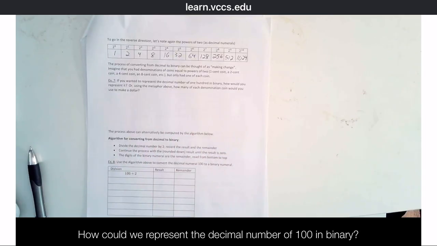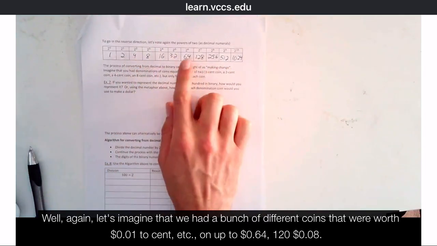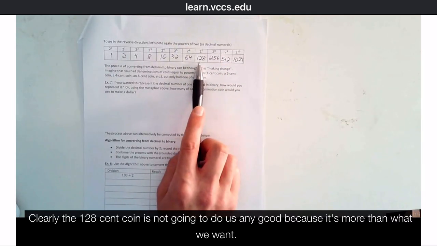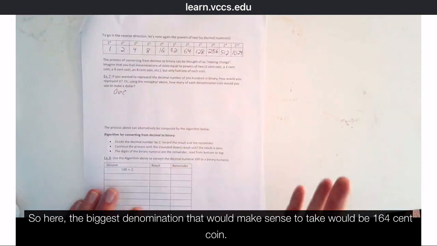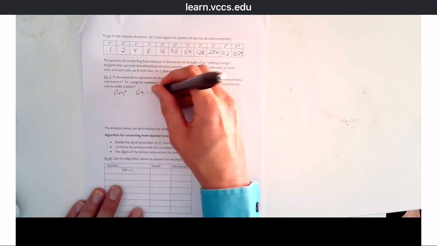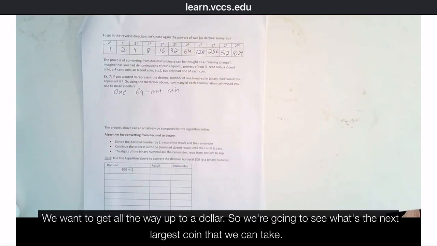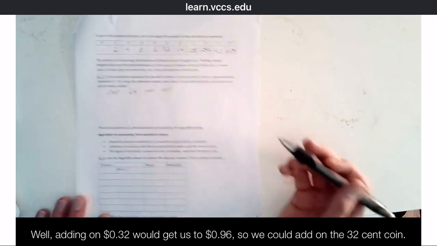in binary? Well, again, let's imagine that we had a bunch of different coins that were worth 1 cent, 2 cents, etc., on up to 64 cents, 128 cents, 256 cents, and so on. Well, clearly the 128-cent coin is not going to do us any good because it's more than what we want. So here, the biggest denomination that would make sense to take would be one 64-cent coin. Right. So that would get us up to 64 cents. We want to get all the way up to $1. So we're going to see what's the next largest coin that we can take. Well, adding on 32 cents will get us to 96 cents. So we could add on the 32-cent coin. So we're going to do that, one 32-cent coin.